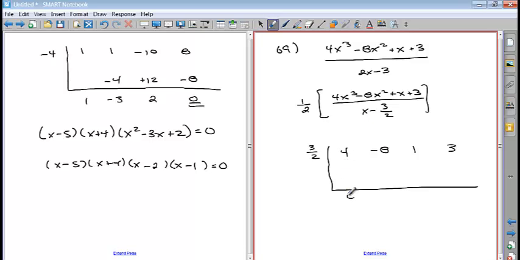Okay, so you bring the 4 down. 3/2 times 4 is 6. Negative 8 plus 6 is negative 2. 3/2 times negative 2 is going to be negative 3. 1 minus 3 is negative 2. 3/2 times negative 2 is negative 3. You actually do get 0, so we don't have a remainder.